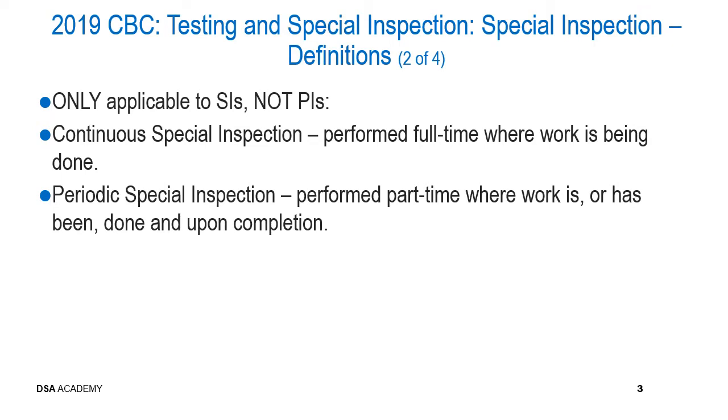Periodic inspection would be performed part-time, where the work is or has been done, and upon completion. There will be some cases on the 103 form that indicate when periodic can be done, and usually it is just on items that can be easily verified before or after the work is done. Otherwise, continuous special inspection is generally going to be required.